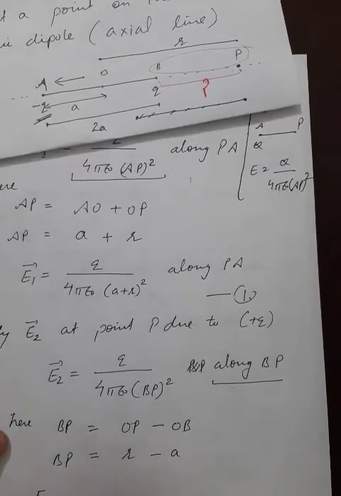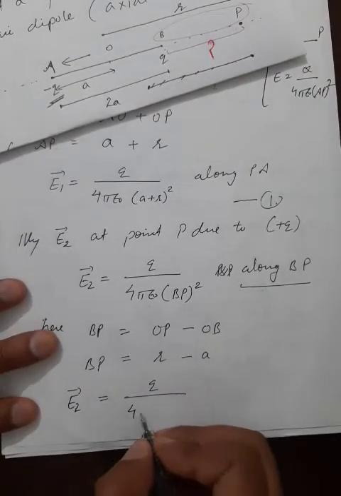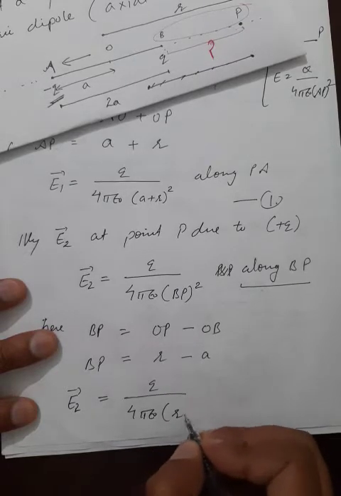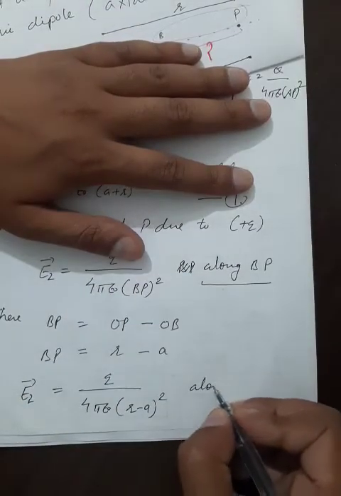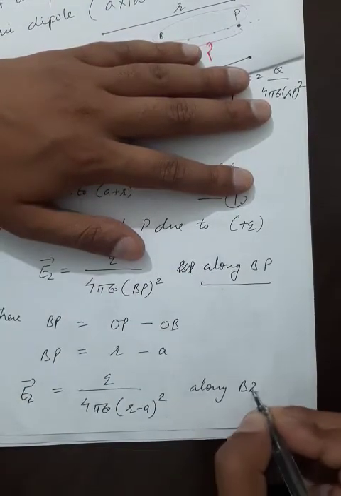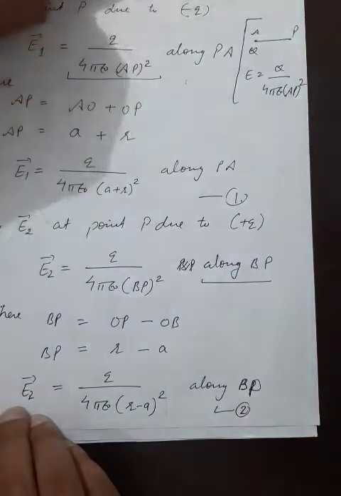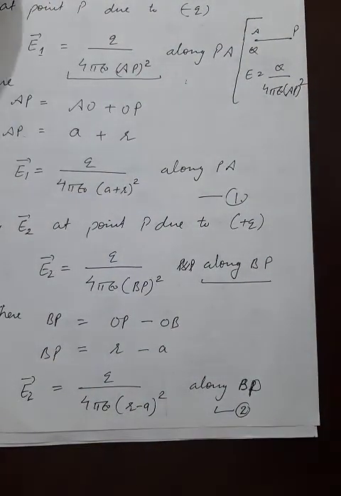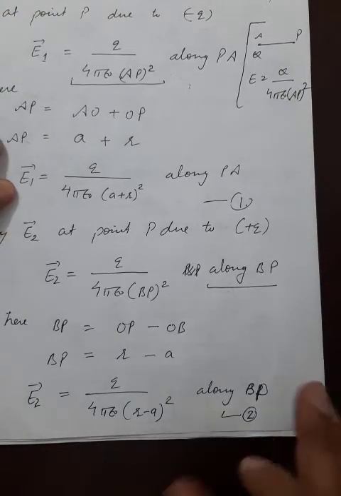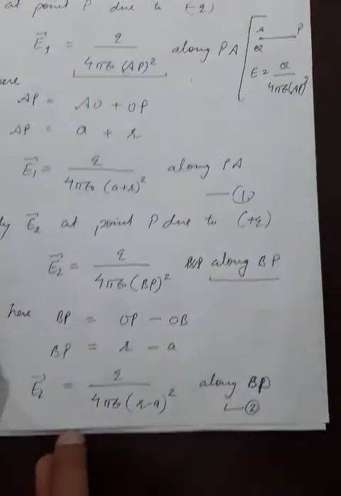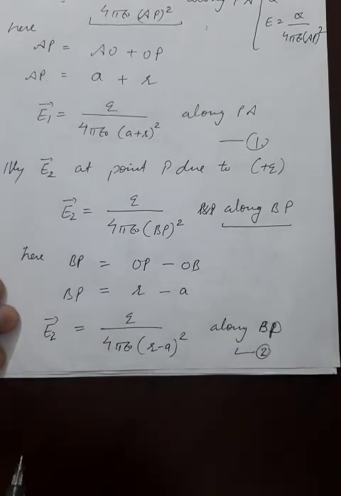So this gives us E2 vector is equal to Q over 4 pi epsilon naught (r minus a) square, and it is along BP. That is our second point. So up to here we find the electric field intensity E1 because of the charge at point A, which is negative charge, so it is toward the charge from P to A, and E2 is the electric field intensity due to positive charge, and it is from the charge to the point, so it is along BP.